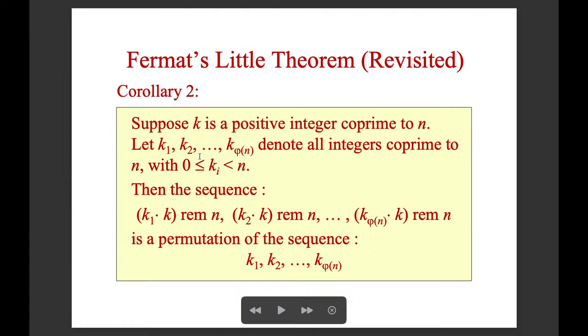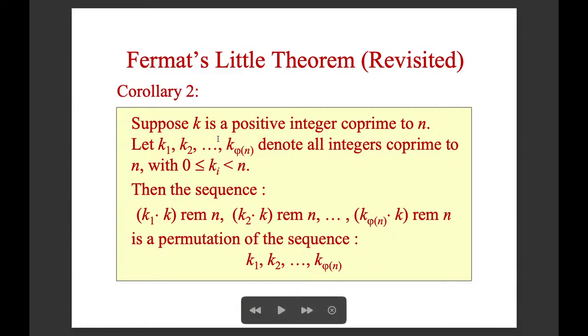This time, suppose that we have a number k, which is coprime to n, and we also let k1, k2 up to k phi n be all the numbers between 1 and n such that they are coprime to n. So in that case, we have phi n of them. We don't care about the ordering. These are the distinct numbers that are coprime to n within the 1 to n range.